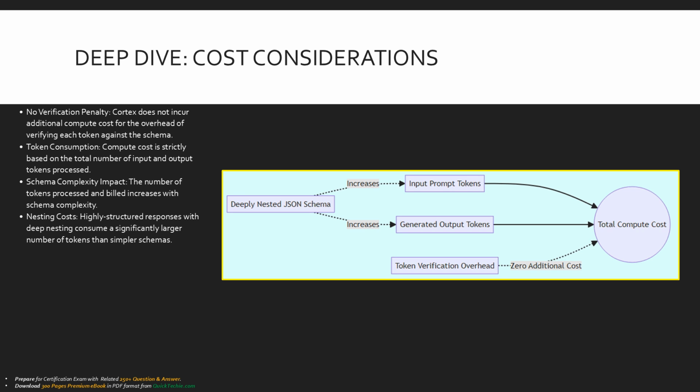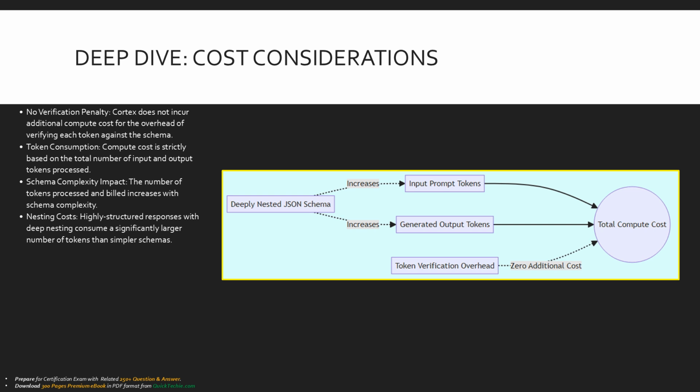Specifically, highly structured responses with deep nesting, such as hierarchical data arrays, consume a larger number of tokens than simpler, flat schemas. Keep your schemas as flat and concise as possible to optimize your token budget. Look at this cost breakdown diagram to understand what drives your bill.